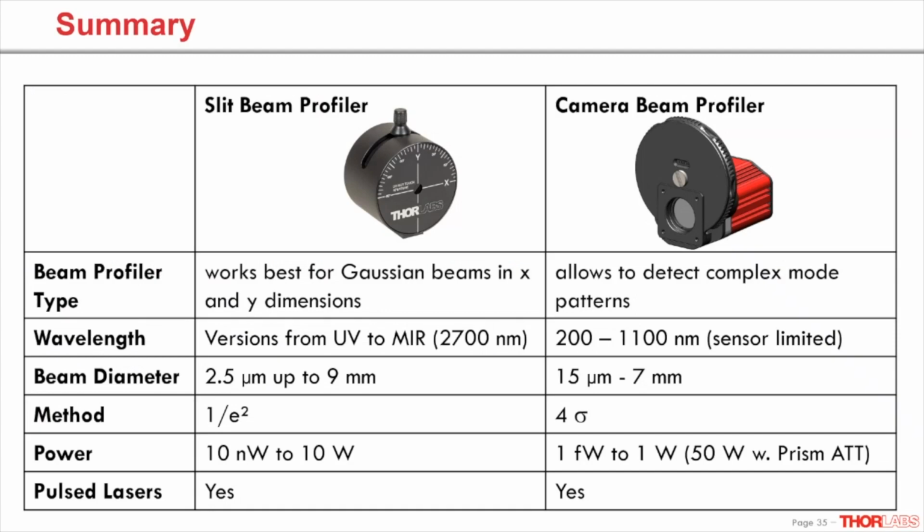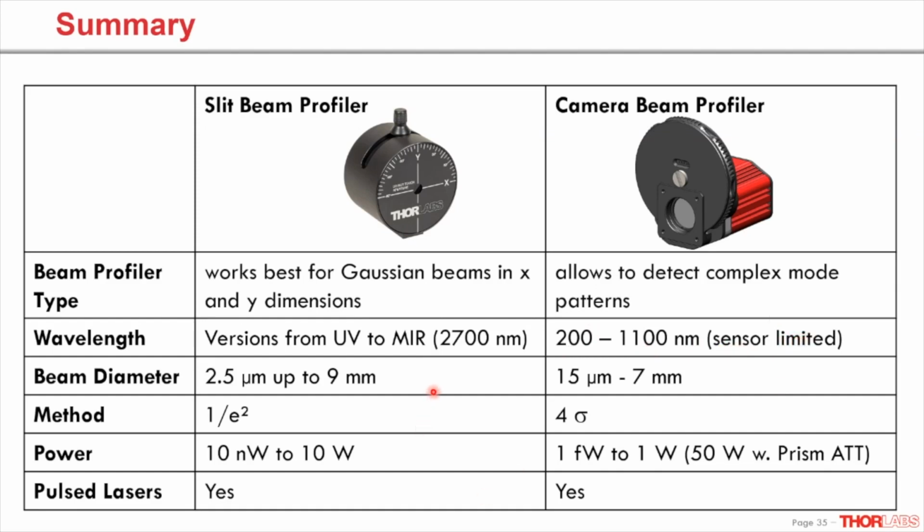And now, to summarize the beam profiling device section, here is an overview of the two beam profiler types. On the left side, the slit beam profiler; on the right side, the camera beam profiler. While the slit beam profiler works best with Gaussian beams, the camera can be used for any kind of beam, even with complex mode patterns. The spectral range of the slit profiler goes from 200 nanometers up to 2700 nanometers, while the camera is limited due to the silicon sensor to 1100 nanometers.